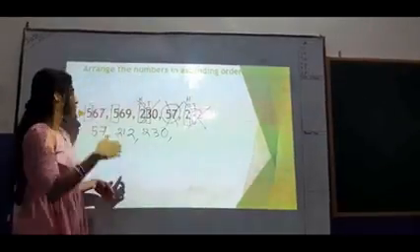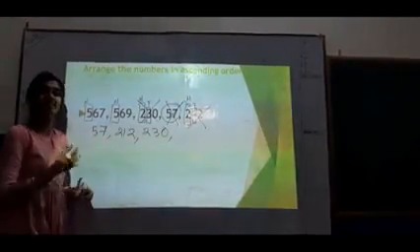Now how to arrange these numbers? You know, in ascending order, again I am reminding you, smallest to biggest. So in these 2 numbers you have to find out which one is smaller. So you can see in the hundreds place, both the numbers have the same digit, that is 5.